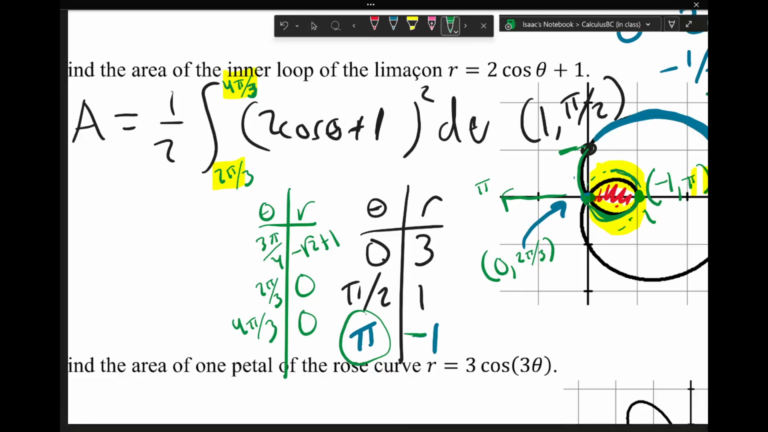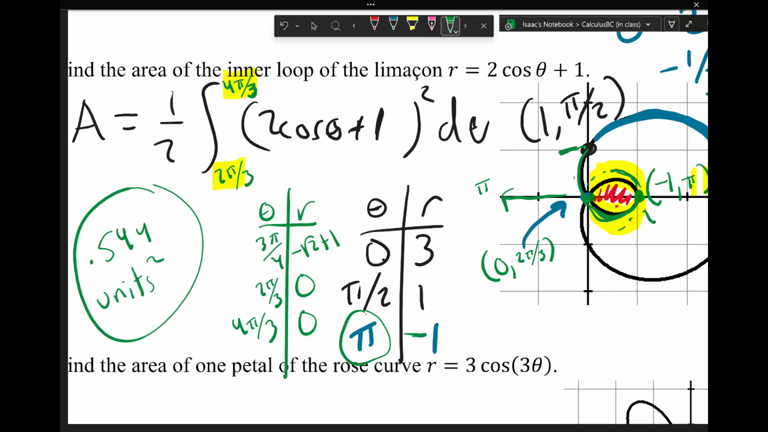Now it's either something we can do fairly reasonably by hand, or we have a calculator. And we end up with about 0.544 square units. Units are squared because it's an area. So again, it took me 2 seconds to write down the formula. It took me 2 seconds to plug in r. It took me a couple minutes to figure out the angles. The angles we've got to slow down and be extra careful on.